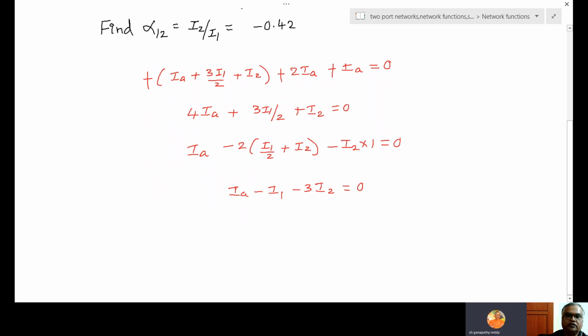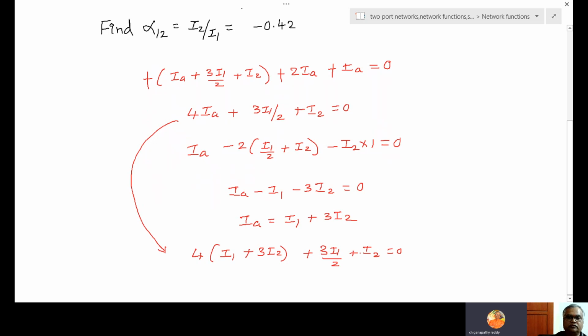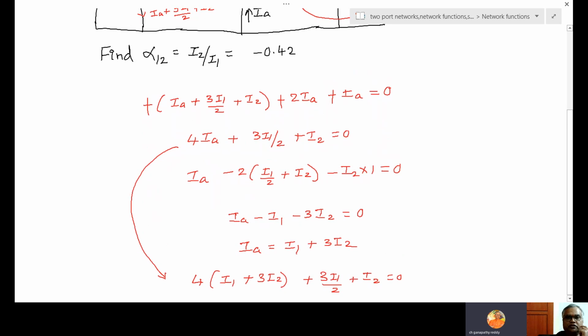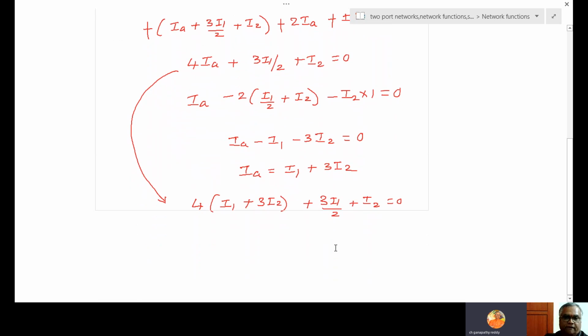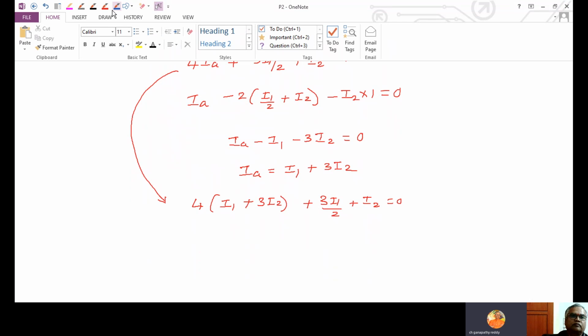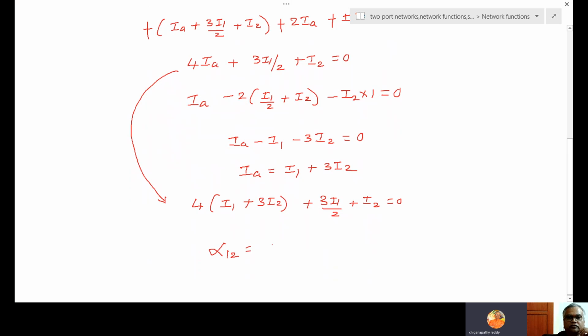Now here I1, I2, IA. So this IA we substitute here. What is IA from this? I1 plus 3I2. So this we have to substitute here. 4 into I1 plus 3I2 plus 3I1 by 2 plus I2 equal to 0. Now we have only I1, I2. Now take the ratio. Alpha 1 is equal to I2 by I1, minus 0.42. We'll get the answer. So this is the answer.